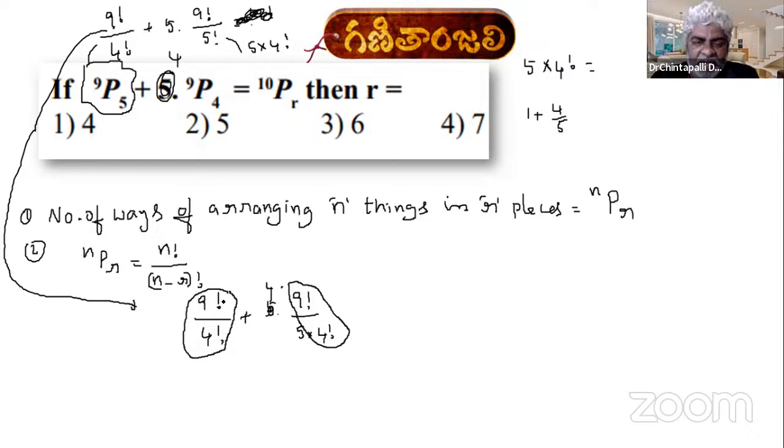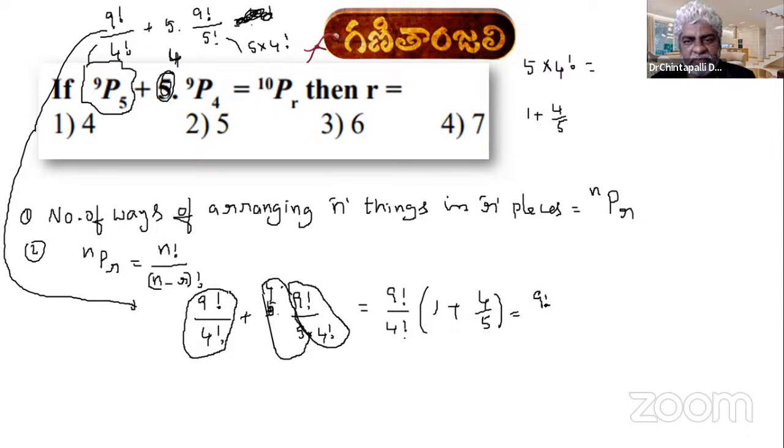Now we can take 9 factorial by 4 factorial common in these two terms. I think it's a printing mistake. 9 factorial by 4 factorial into, we are left with 1 only. By taking common, if there is no term, we can write 1. Plus 9 factorial by 4 factorial taken common, so what is left? 4 over 5.